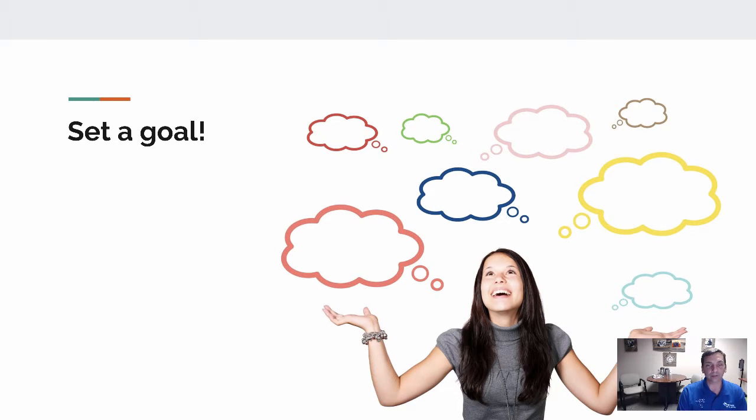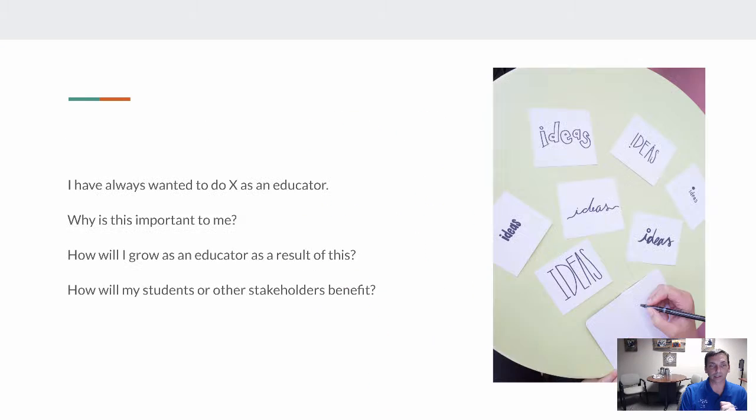So what might this look like? I like to think of it first as you need to set a goal. What does that look like? You might ask yourself, I've always wanted to do blank as an educator. Why is this important to me? How will I grow as an educator as a result of this? And how will my students or other stakeholders benefit?